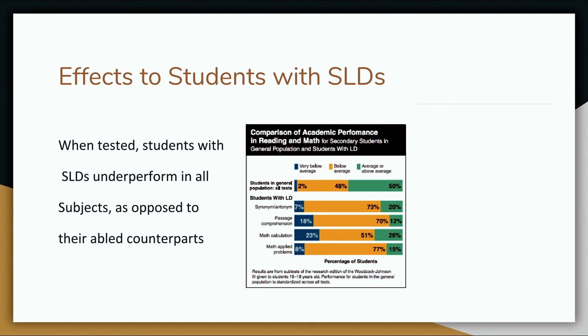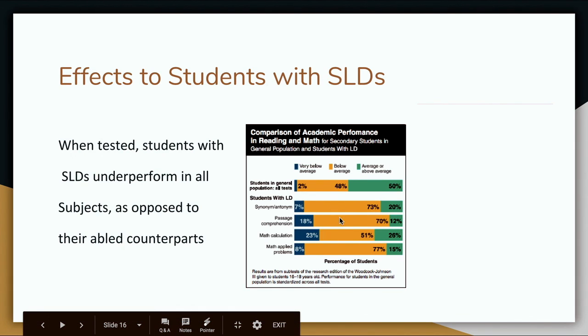But if we go down to the students with LD, we notice that in the different areas, it's mostly below average. We have 20% above average, and the highest one is 26, but for the most part, we're seeing in the 80% to 90% going on with the below average there.